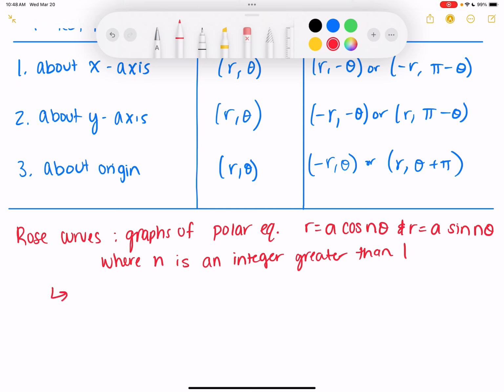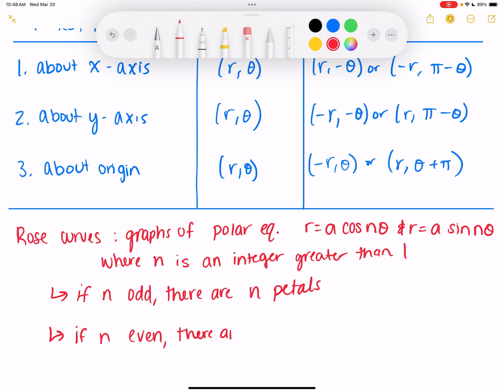If n is odd, there are n petals. If n is even, there are 2n petals. So for an even number n, we have to multiply it by 2 to see how many petals. For odd, we have as many petals as the number that's in front.